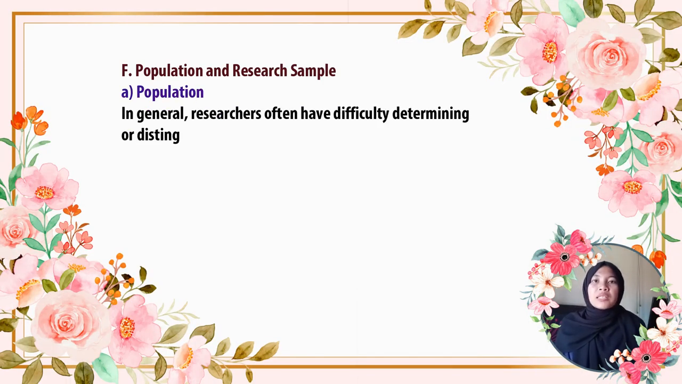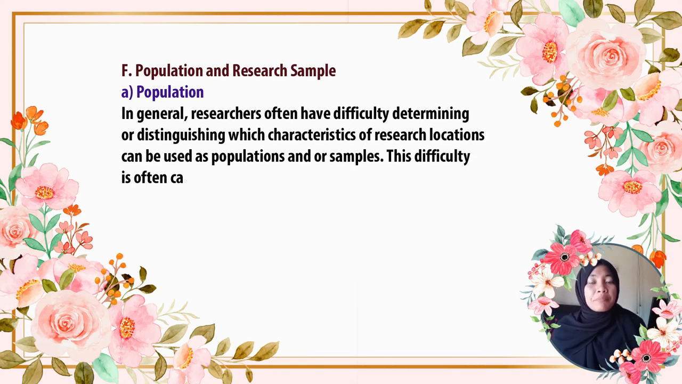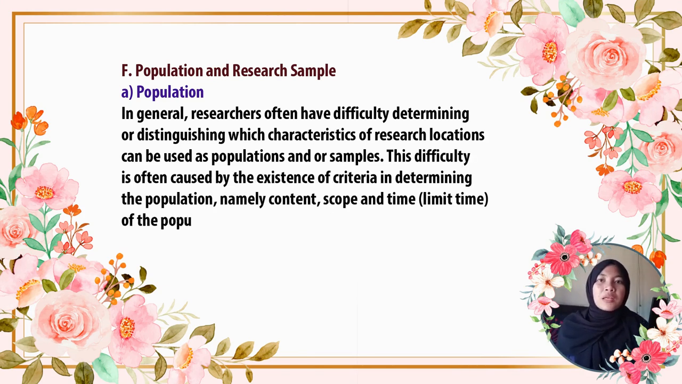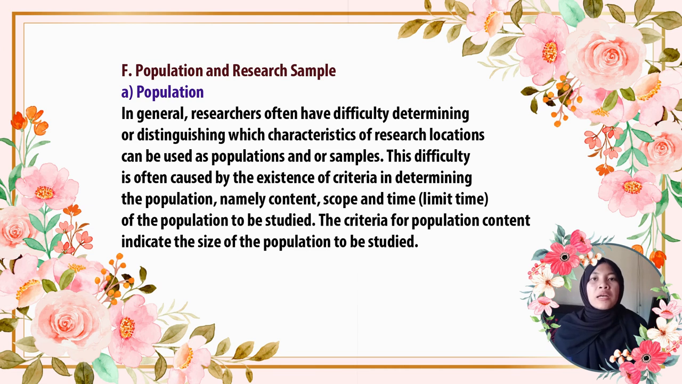Now about population and research sample. This is part of the steps. Okay, the first is population. In general, researchers often have difficulty determining or distinguishing which characteristics of the research location can be used as a population or sample. This difficulty is often caused by the criteria in determining the population, namely content, scope, and time or time limit of the population to be studied.